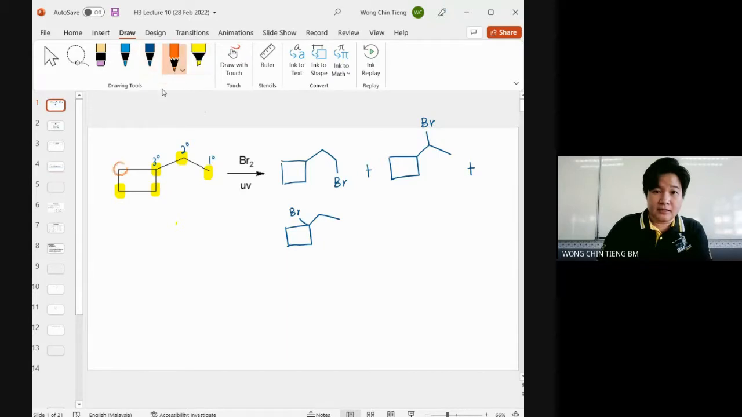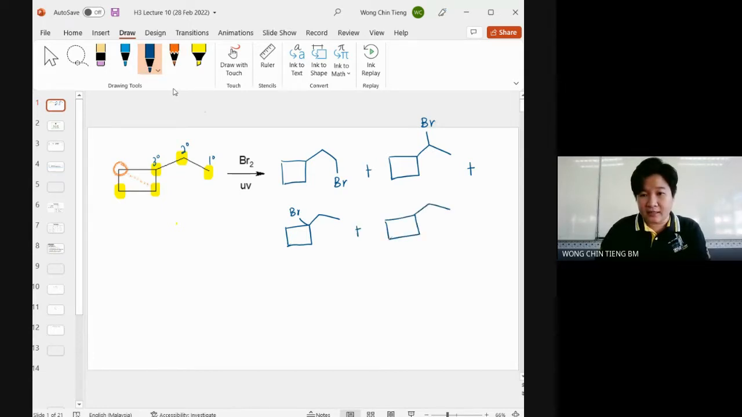Okay, here you don't need it, because here it will be the same as this one. Okay, it will be the same. Therefore, your another two products will be on the cyclic, that is your structure, where BR on the second carbon of the cyclic, and then you will have your BR on the third carbon on the cyclic. If BR sits here, it will be the same as this one. Okay, so that is your 5 products.